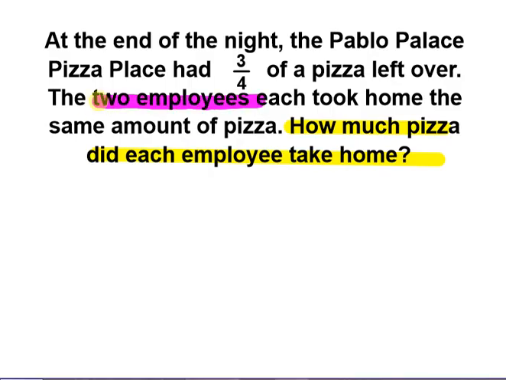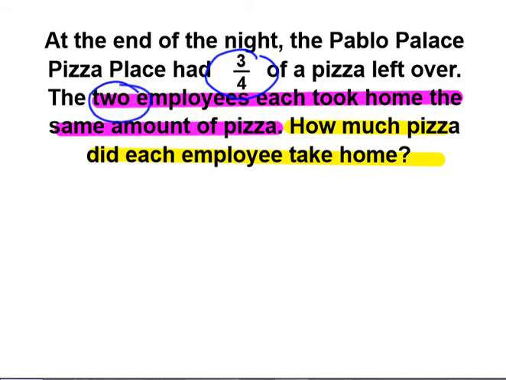So the 2 employees each took home the same amount of pizza, which means it was divided into groups of some sort. So you may say, well, there's only one number here, 3/4, but there is a number here also, 2, okay? Just because it's spelled out does not mean it's not a number. Is it 2 divided by 3/4, or is it 3/4 divided by 2? Well, what is the item that I'm chopping up? Am I splitting up the pizza, or am I splitting up the employees? I'm splitting up the pizza, so it's going to be 3/4 divided by 2, and you know that I put that 2 over 1.